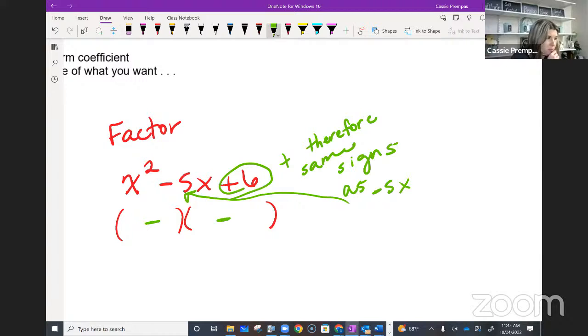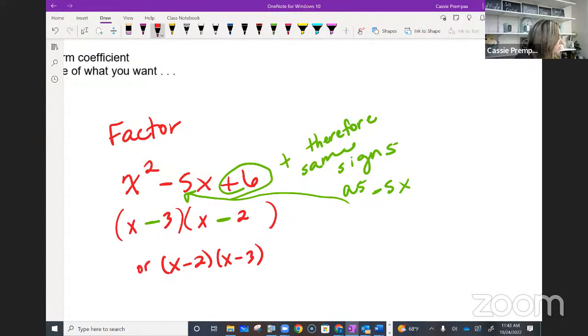Okay, these are kind of like puzzles. Did anyone figure out what works? Yes. Chase, you get it? 3 and 2. 3 and 2. It should be x minus 3 times x minus 2, or you could have had it the other way. You could say x minus 2 times x minus 3.